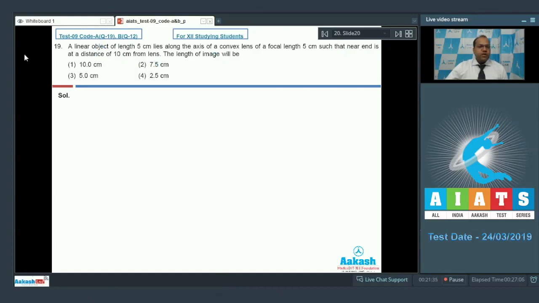The length of the image will be... So let's analyze the situation. Suppose this is a convex lens and this is the principal axis passing through the optical center of the convex lens. The focal length of the convex lens is 5 cm and the near end of the object is at a distance of 10 cm from the lens.